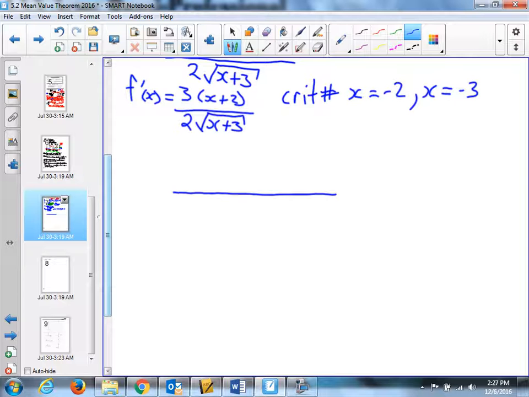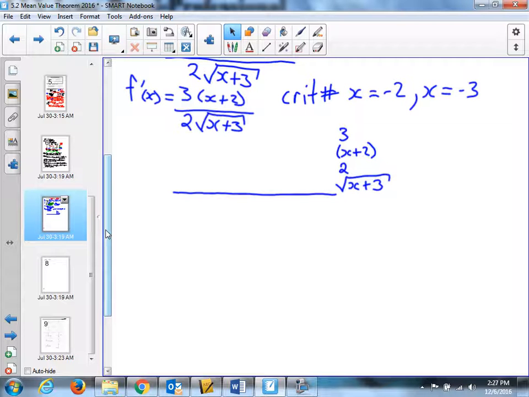Draw a little number line, and I put the positive 3, x plus 2, the 2, and the x plus 3. I put every chunk, everything you multiply by separately, so you don't get caught. Now, if you wanted to put 3 halves instead of 3 and 2 separately, I'm fine with that. But you put your zeros then on there, and it does not mean you use the number 0 here. And this is not a number line drawn to scale. I'm just putting negative 3, negative 2, putting my critical numbers.